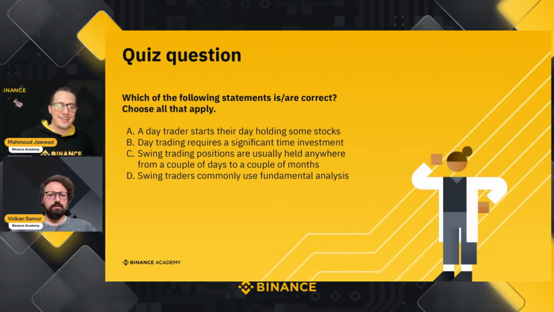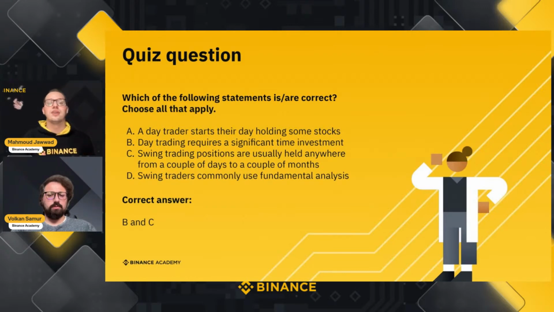So it's not A, unfortunately, because a day trader starts the day without having any assets, any positions. So it's different, for instance, from a swing trader. It's B and C, sorry, because as I've mentioned, day trading requires significant time investment because you try to benefit from these short-term fluctuations. So there are multiple trades that you are doing per day. C, swing trading positions are usually held anywhere from a couple of days to a couple of months. This is also something that I've explained before.